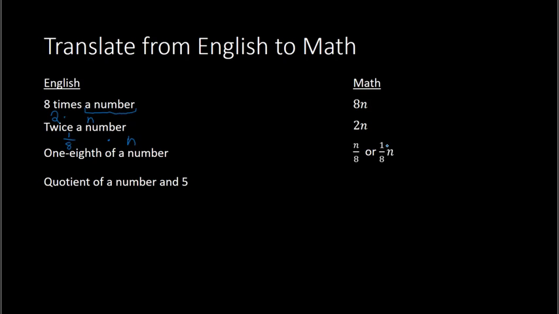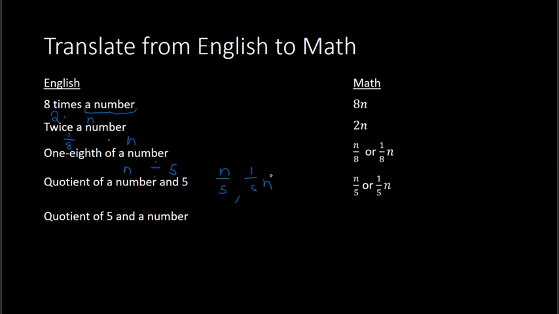Next we have quotient of a number and 5. The word quotient means divide. So we are dividing a number by 5. So n divided by 5. In math notation, I can write that like this, n divided by 5, or as a fraction, n over 5. Or as we did over here, we can think of that as 1/5 of n. So 1/5 times n. Either way, that is the same expression.